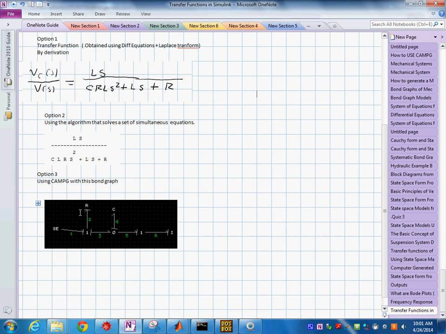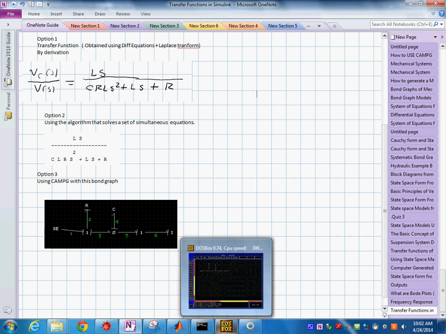And of course, there is option number 3, which is the computer-generated transfer function, and that is the one that I would like to go over now, and then let's go and see how we do that in Simulink.